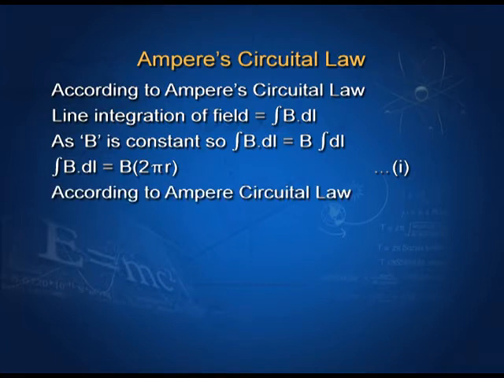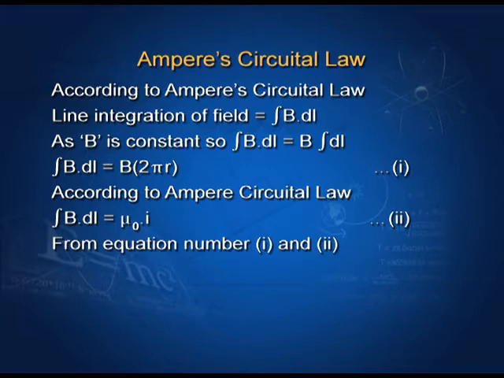According to Ampere's Circuital law, line integration of B dot dl equals mu naught times I. This is equation number 2. From equation number 1 and 2, we get B equals mu naught upon 4 pi, 2I upon r.